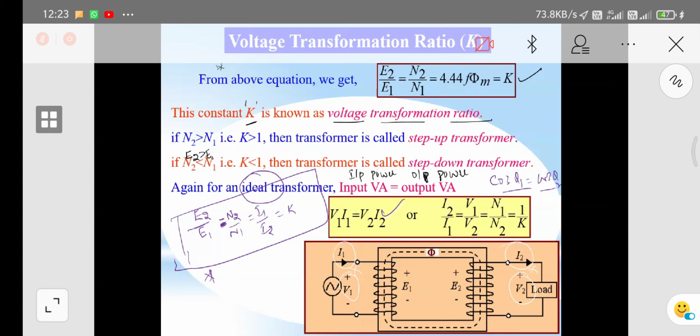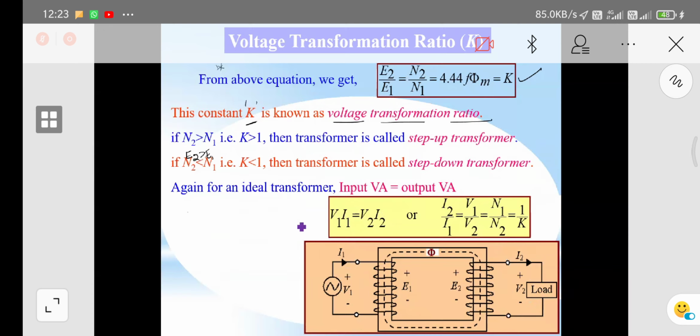Okay. Have you understood all these points, dear students? There is the voltage transformation ratio. Okay, thank you, Venkat Sai. So coming to, I want to tell you, from the voltage transformation ratio we have step-up transformer and step-down transformer based on the windings.